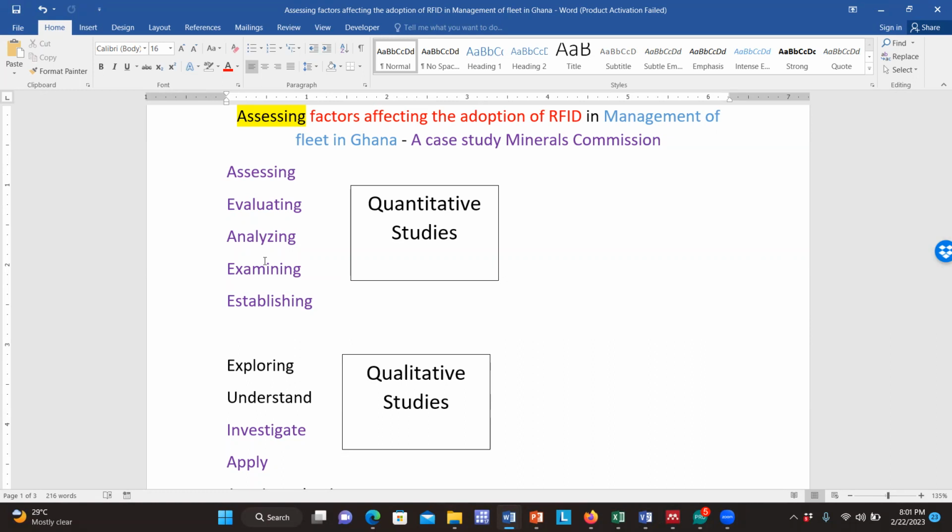Then if you are using "explore," you want to understand. And I said investigate and apply can be used for both. It could be qualitative, quantitative, or a mixed study. It could be a purely qualitative study if you don't want to do an application. It could also be a quantitative study if you want to investigate, but explore, understand, or interpret.